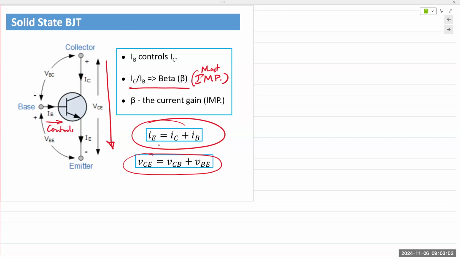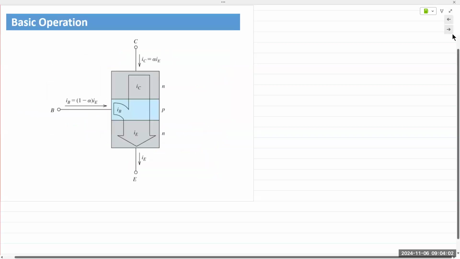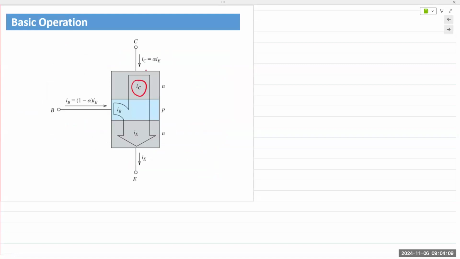It's 0.6 or 0.7 volts for a silicon diode. It's a forward bias PN junction. Basic operation is also illustrated here, where you have collector current coming from the top, base current coming from the left, coming together to form IE.